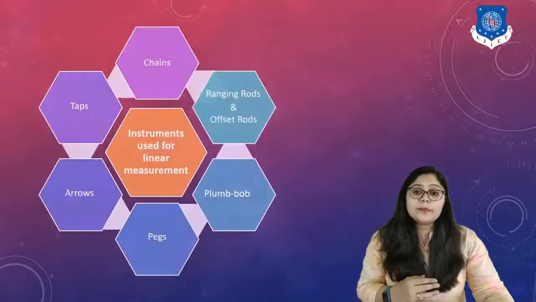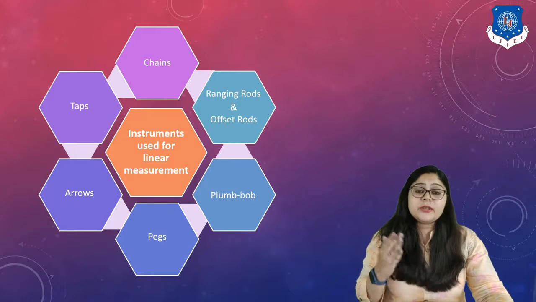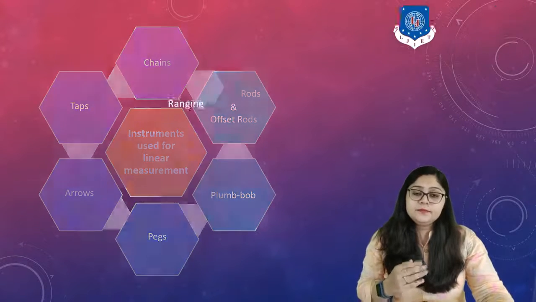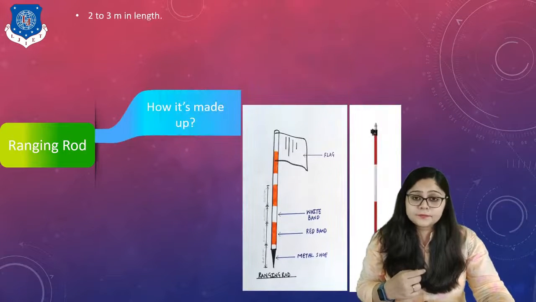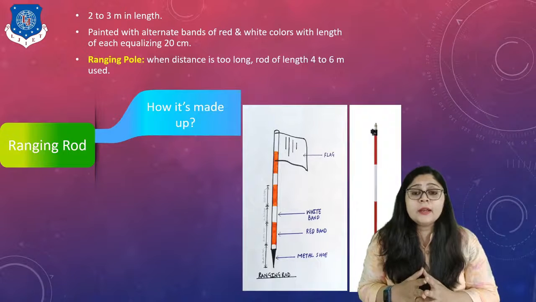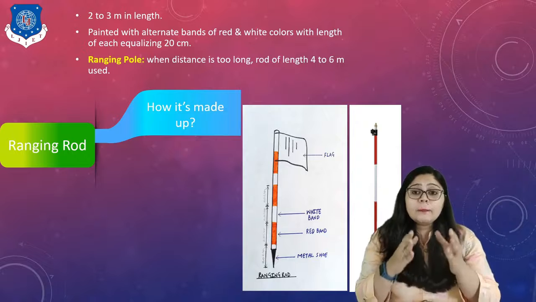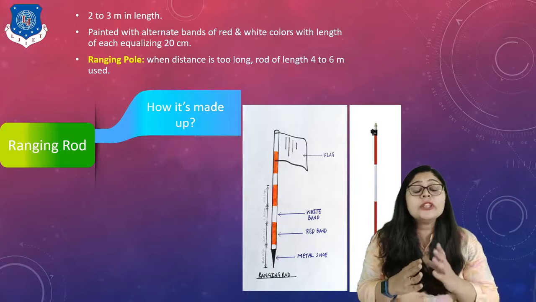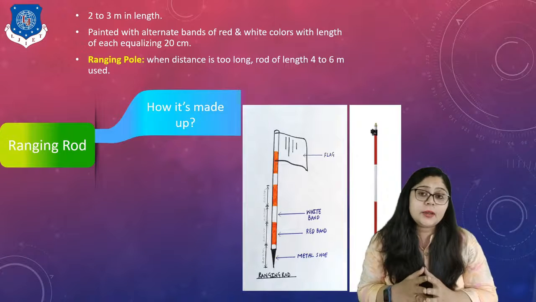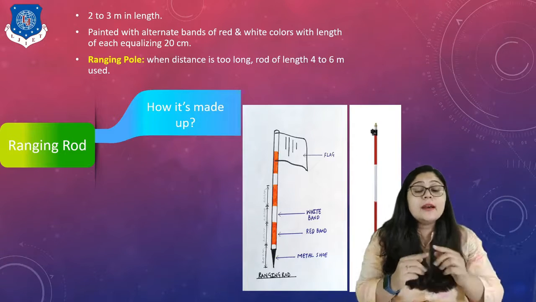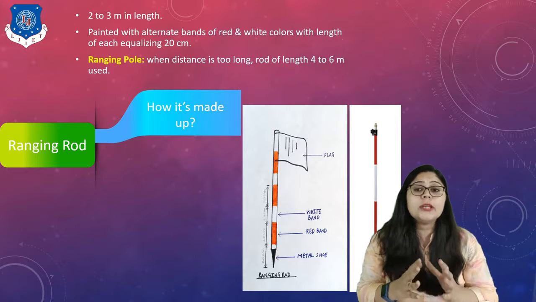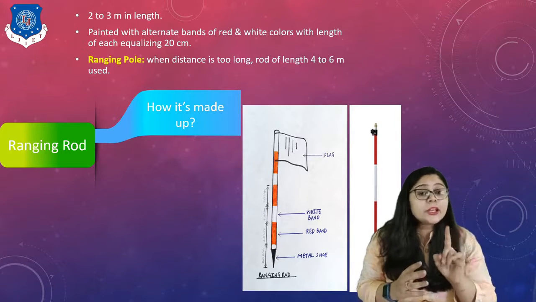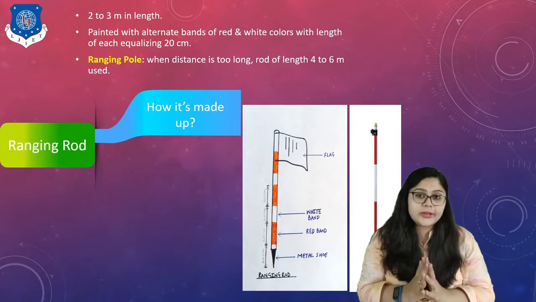Now let's move to the last instrument, which is a ranging rod and offset rod, in which first we discuss the ranging rod. Again, you can see on screen how it's made up. So generally it is painted with alternate bands of red and white colors with length of each equalling 20 centimeter, and the total length of this ranging rod is normally 2 to 3 meter. These are used to range 2 points.